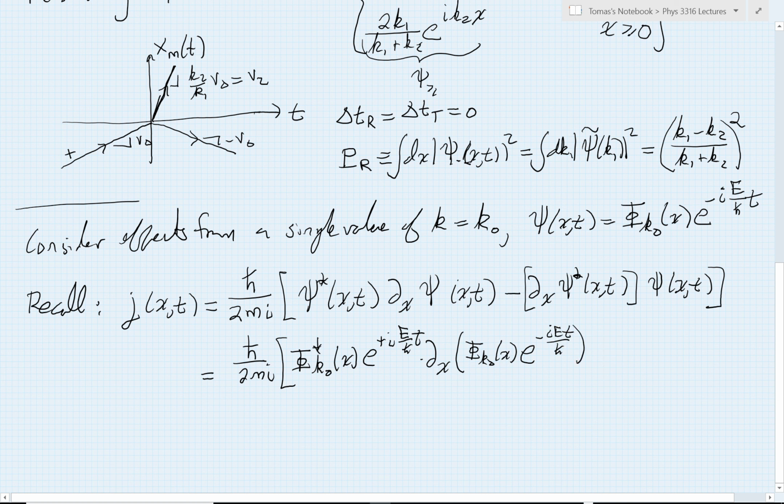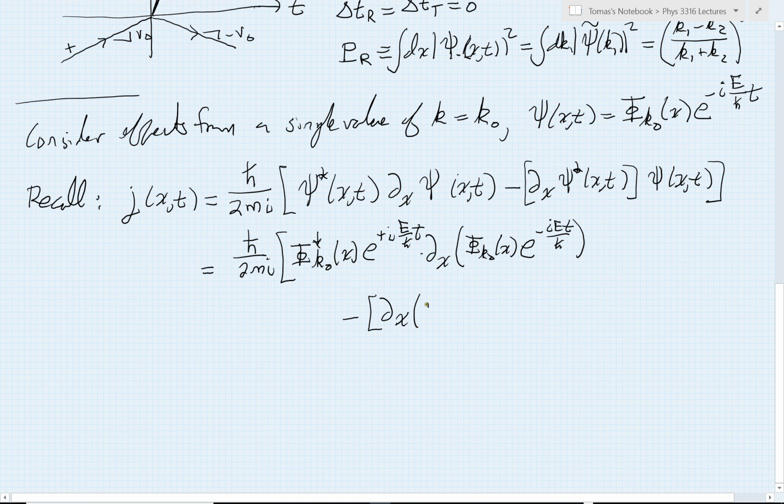That's the first term. Then I have the second term, which will be minus the x derivative of the complex conjugate of my wave function. And I've already written down that complex conjugate here. So that's simple enough to write down. That again is phi of k0 star, which depends only on x, times my positive exponential, which is e to the i E t over h bar. And that then multiplies finally my wave function, which had this phi of k0, which depended upon position, times e to the minus i E t again over h bar.